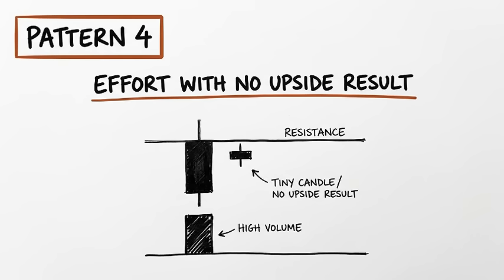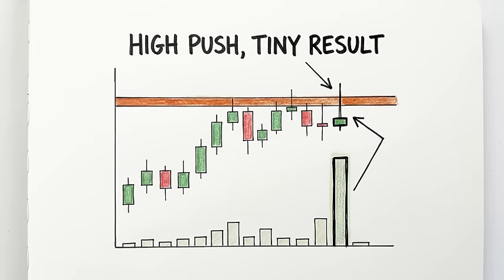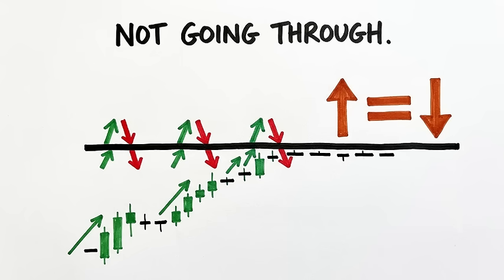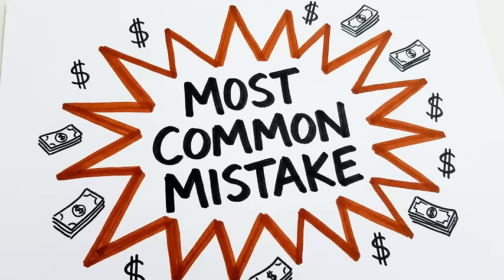Pattern 4, effort with no result on the upside. Price is pushing against a resistance level. Volume is high on the push, but the candle stays small. The close is weak relative to the volume. You know what this is. Absorption at resistance. The wall is holding. Someone with significant size is selling into every buy order. Price is not going through that level on this attempt. Be very careful about buying breakouts that look like this.